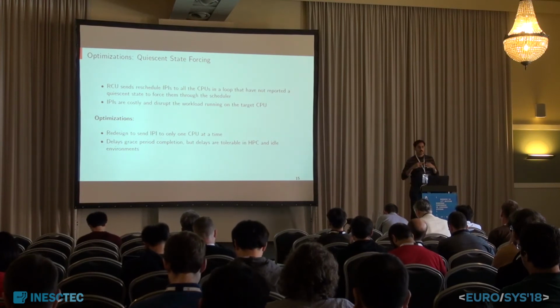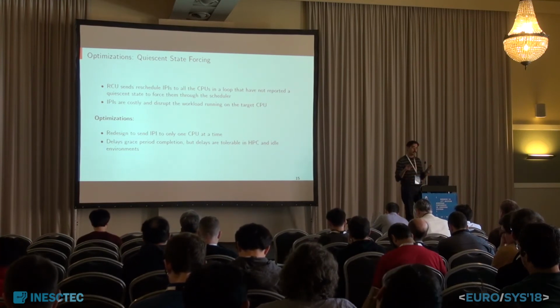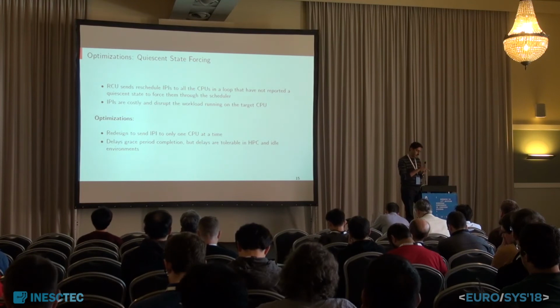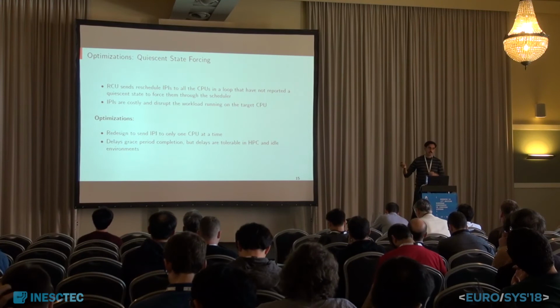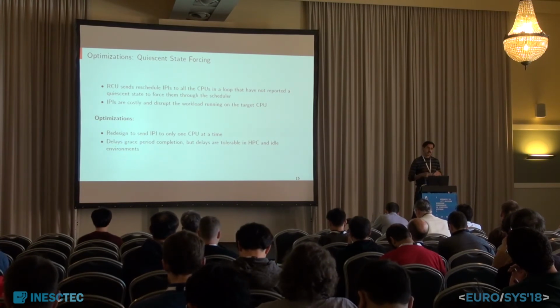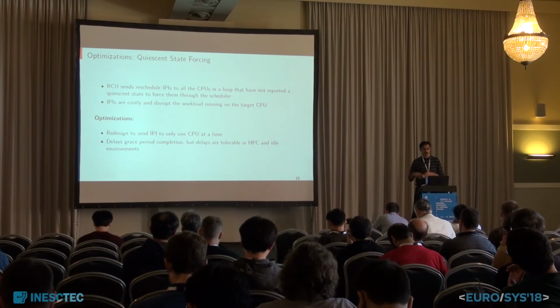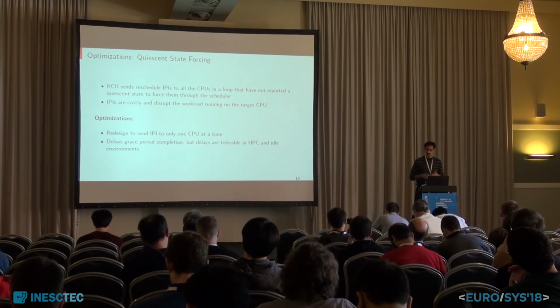The other optimization is quiescent state forcing. If RCU figures out that the grace period is getting extended for a long time, it starts sending IPIs, inter-processor interrupts, to all the CPUs to force a context switch on the target CPU. But this is disruptive because it enforces a context switch on the other CPU and will preempt the application threads. So we still send IPIs, but we don't send them aggressively. We just delay sending the IPIs. This delays the completion of a grace period, but it's still fine for HPC and idle environments because we don't have a lot of memory waiting for reclamation.